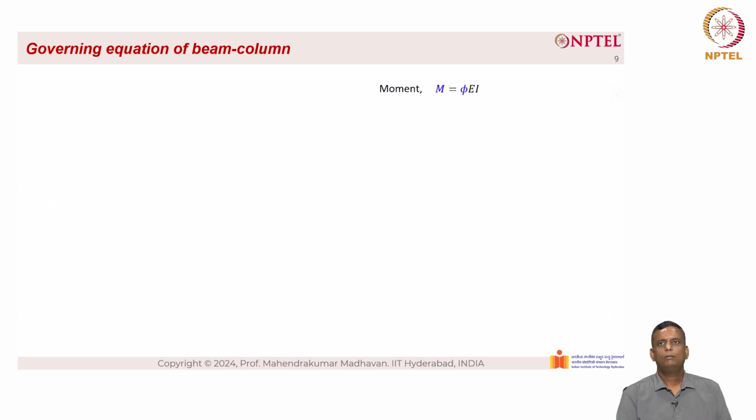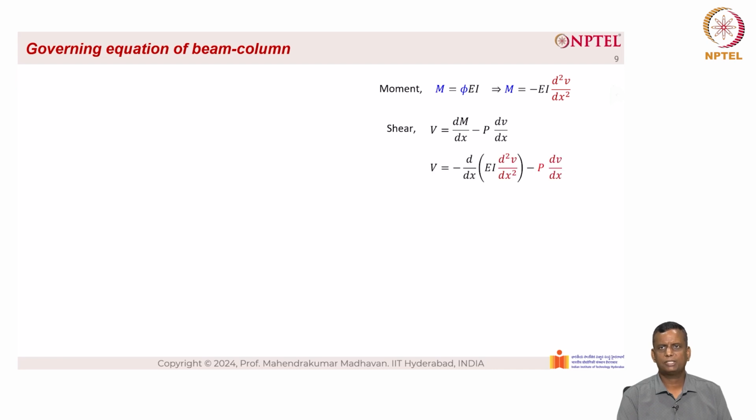Now, moment is given as m equal to phi into EI, which is m equal to minus EI into d square v by dx square. Shear is given as d equal to dm by dx minus p into dv by dx. So we can substitute the value of m in the shear equation, which gives you d equal to minus d by dx of EI into d square v by dx square, minus p into dv by dx.